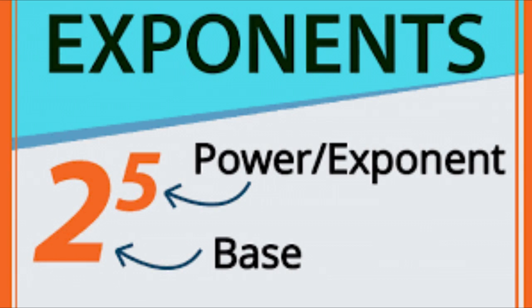At last, we have to learn about the exponents. An exponent is a number or letter written above the mathematical expression called the base. It indicates that the base is to be raised to a certain power. For example, 2 raised to the power 2 is 4.